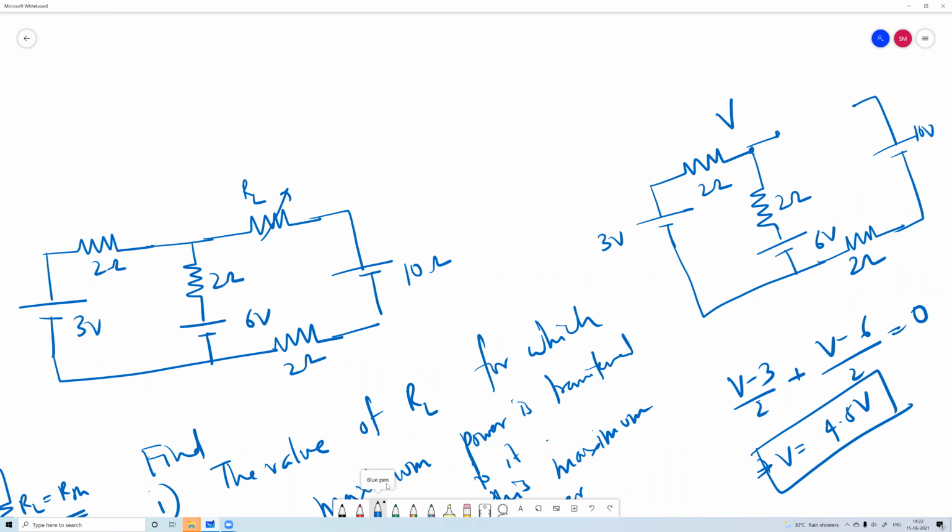But the previous person, what is your name? The person who told V minus 10? Sreshtha. Okay. So why do you say it is V minus 10? Your answer is absolutely correct. That's why I'm sticking to it. But why didn't you take this into consideration? Sir, because it is an open circuit, so no current will be flowing through that.